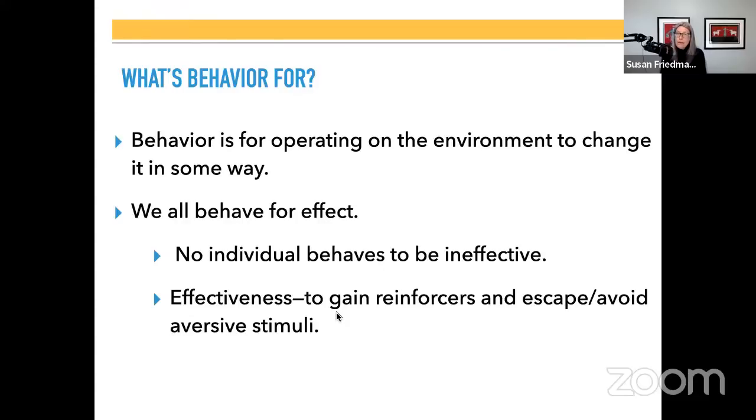So behavior is for, I'm sure you've come up with a good answer by now. Behavior is for operating on the environment, to change it in some way. We all behave to be effective. This is an important thing to understand before you start training animals or teaching. We behave to have an effect on the environment. We're all behaving to be effective. Nobody is behaving to purposefully be ineffective.